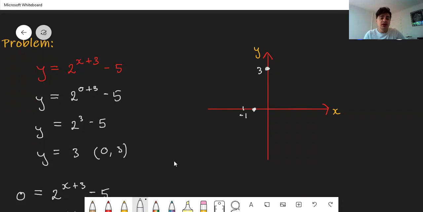The asymptote, for an exponential function, is always horizontal. It's always flat. And we can find it very easily by looking at how the graph has moved up or down. In this case, the graph has moved down by 5 units. Normally, the asymptote is when y equals 0. But if we shift the graph down 5 units, the asymptote will be at -5. So that's what I'm going to do here. I'm going to say this is -5.